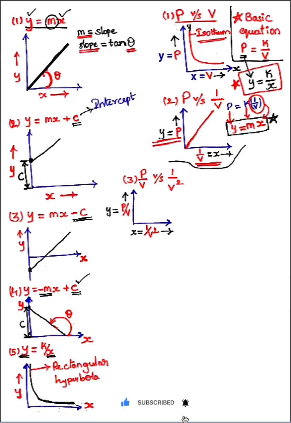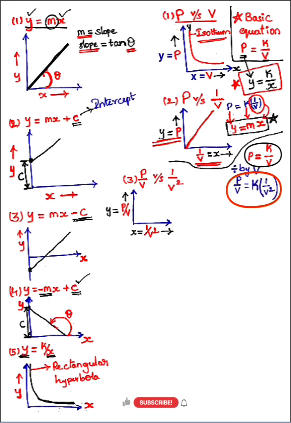Have a look. We know that the basic equation of Boyle's law is P equals K by V, right? And along the y-axis I am taking P by V, but over here I have only P. So what I will be doing is dividing this equation throughout by V. If I divide throughout this equation by V, can I get the equation P by V equals K into 1 by V square? Can I get this equation by dividing throughout the above equation by V?